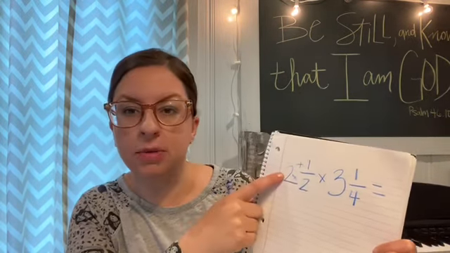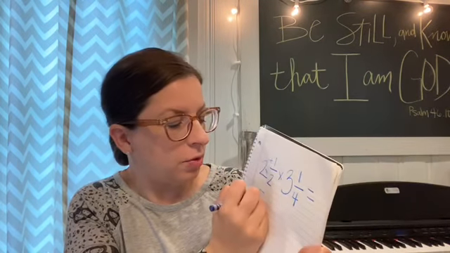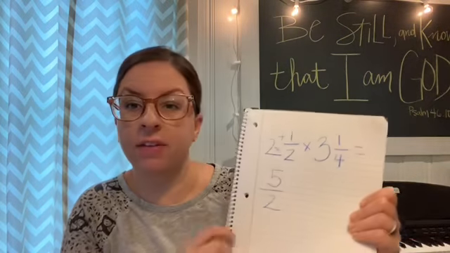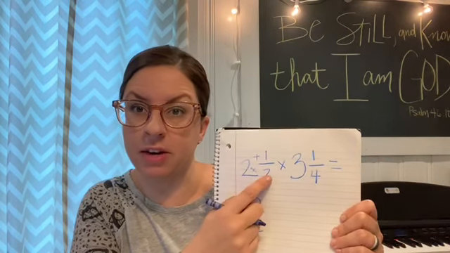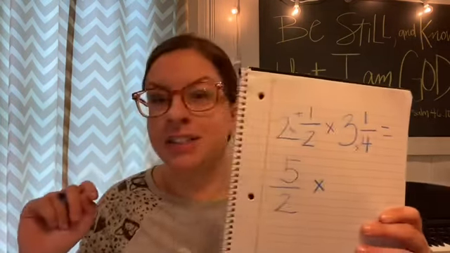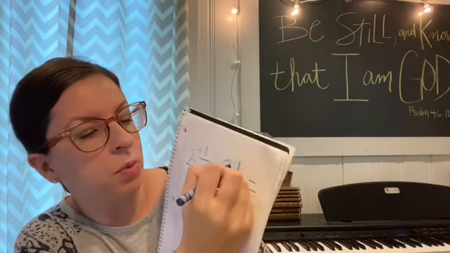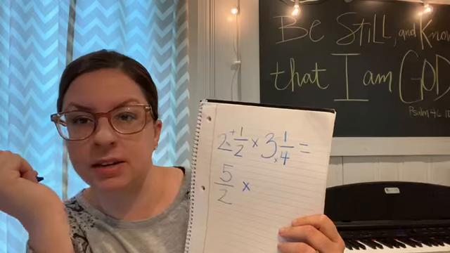So 2 times 2 equals 4, plus 1 equals 5. So 2 and 1/2 is the same as 5 over 2. Remember, you keep the denominator the same. All right. Now let's do the other mixed number. 3 and 1/4. 4 times 3 equals 12, plus 1 is 13. So 13 over 4. So now that we have the two improper fractions, we can multiply.